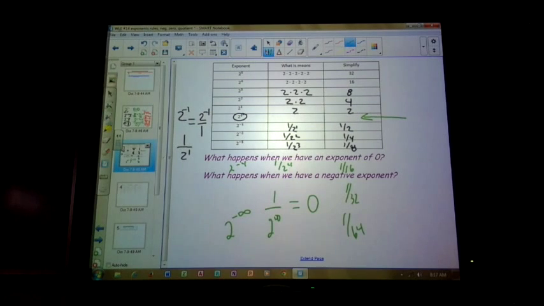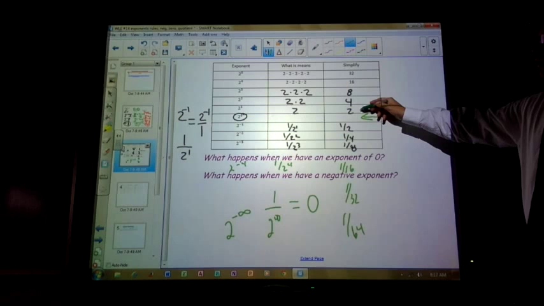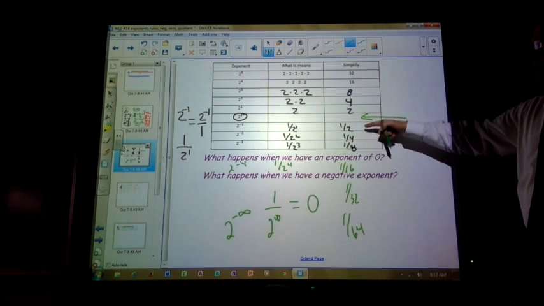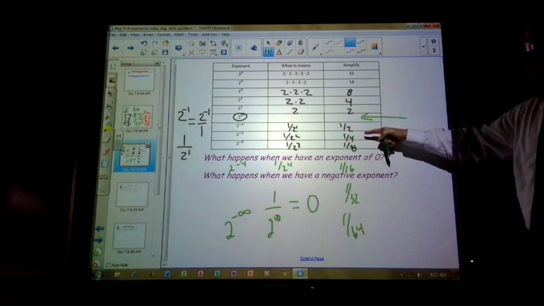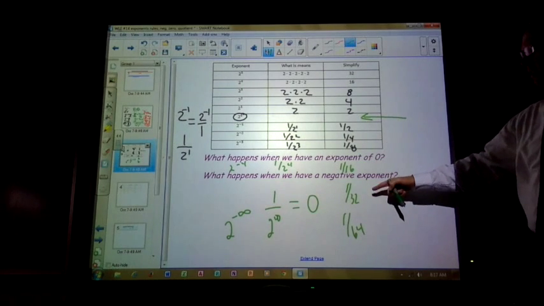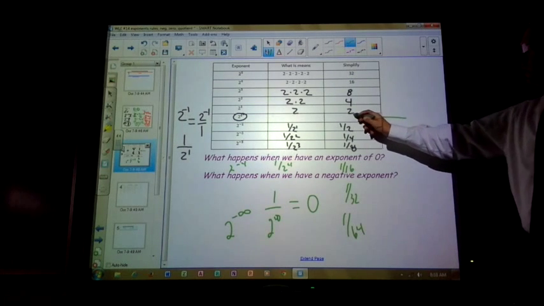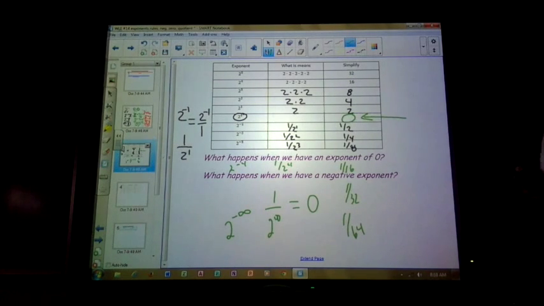So, let's think of this. 32, 16, 8, 4, 2. And then half, fourth, eighth, 16th, 32nd, 64th. What number do you think is going to fit right here? Yeah. 1.